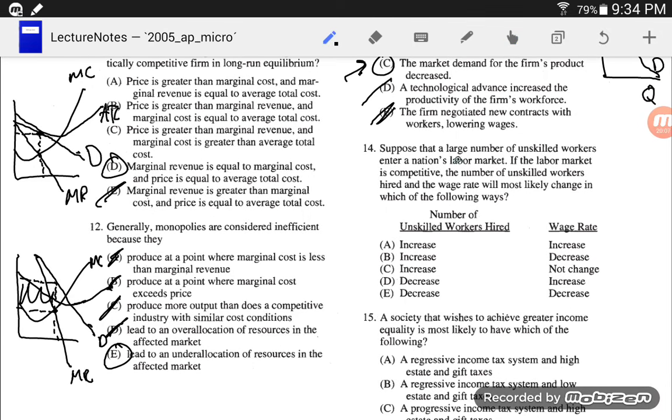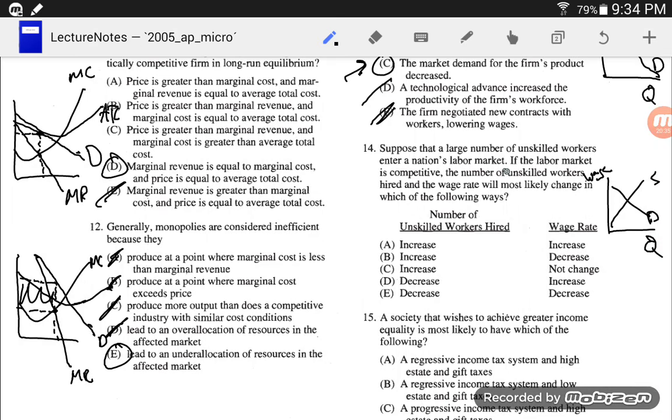Number 14. Suppose that a large number of unskilled workers enter a nation's labor market. If the labor market is competitive, the number of unskilled workers hired and the wage rate will most likely change in which of the following ways? Okay, so let's just draw the whole market. Labor, demand, and supply with our wage rate, quantity of workers.